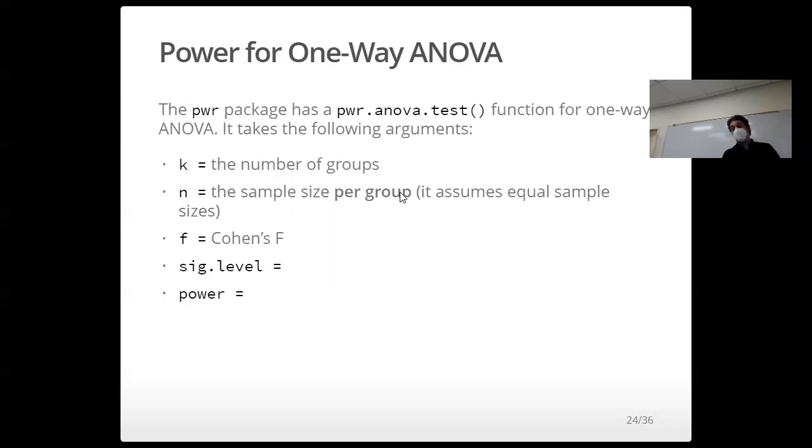Then we're also going to need Cohen's f. That's the effect size this uses. It uses Cohen's f. And then we have our significance level and our power, which are the same idea that we had before.